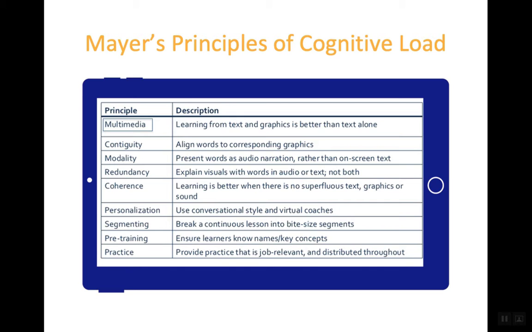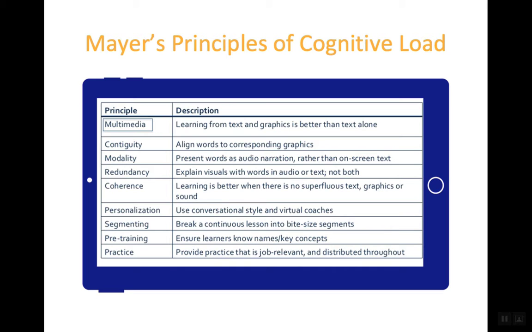So some of the key principles of cognitive load: Richard Mayer, one of the theorists behind this, described e-learning or multimedia principles and describes several important factors. One is the concept of multimedia, and that's simply learning that overuse of text actually decreases the ability to absorb information. So using graphics is much better than using text alone.